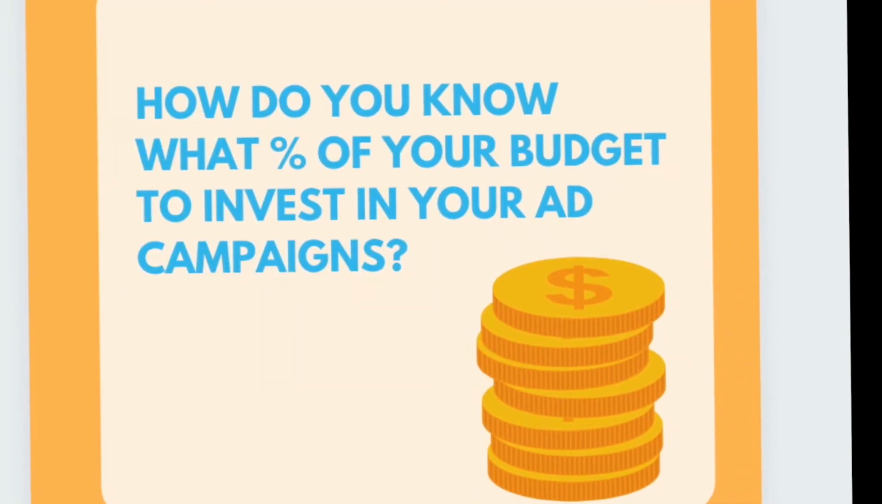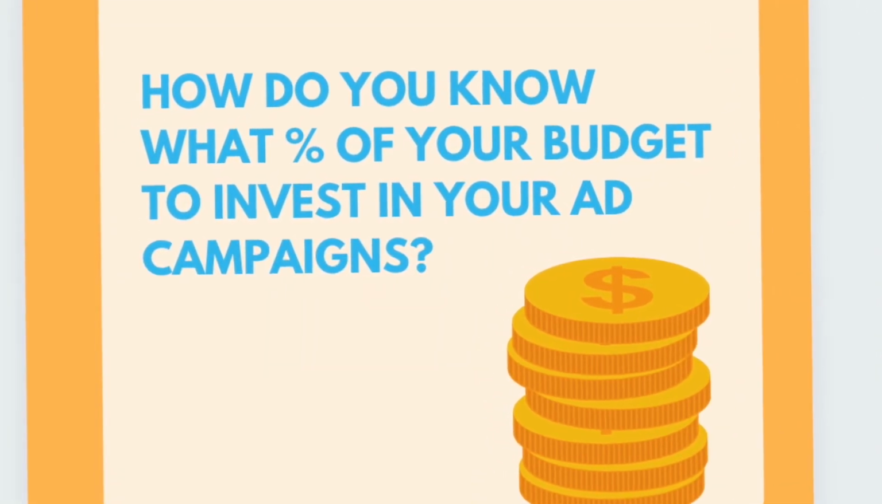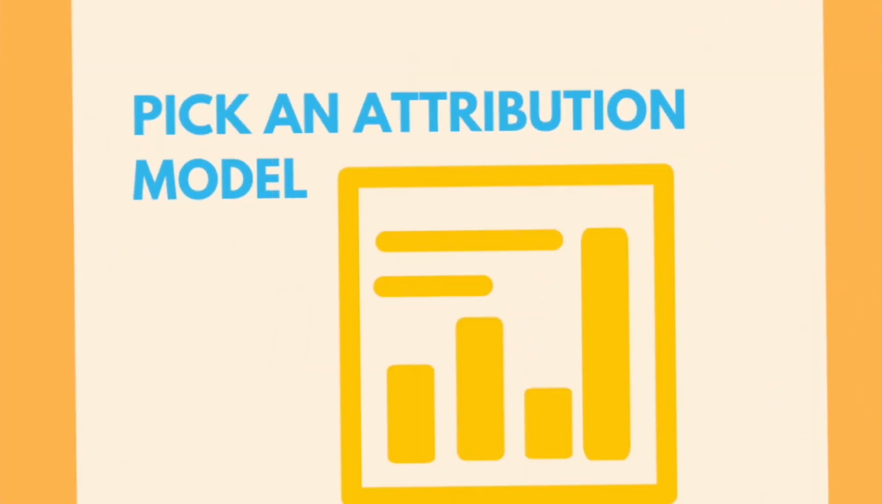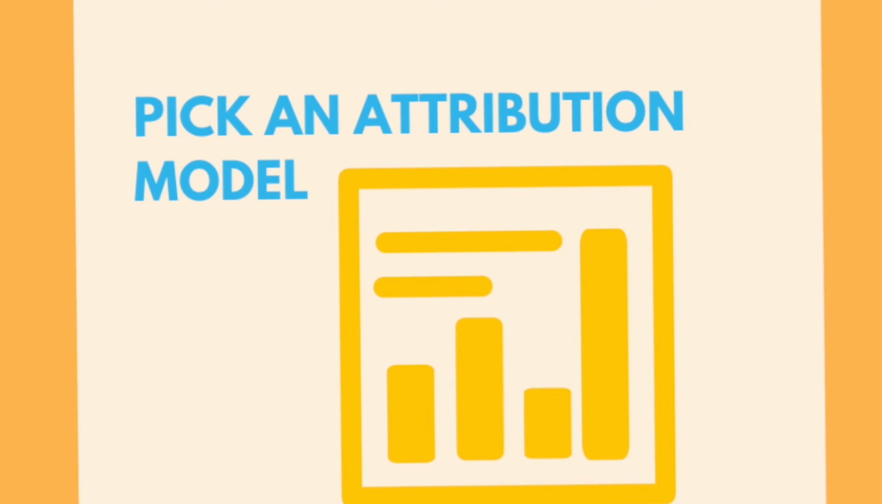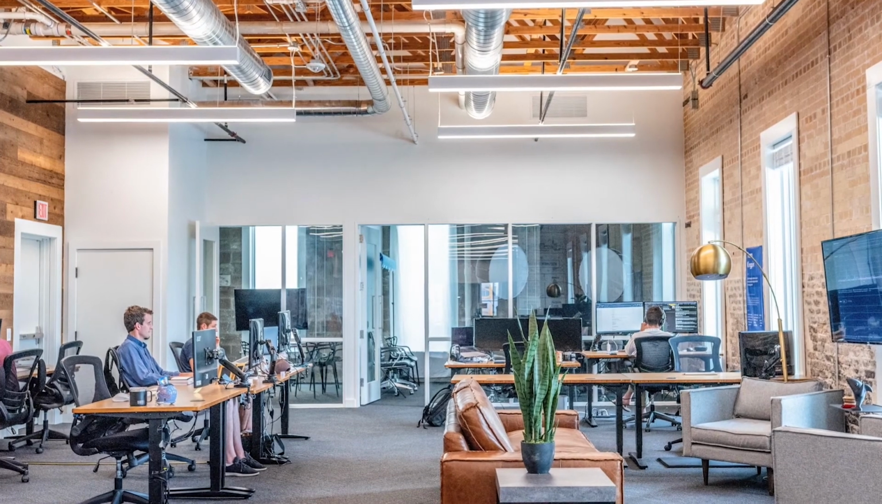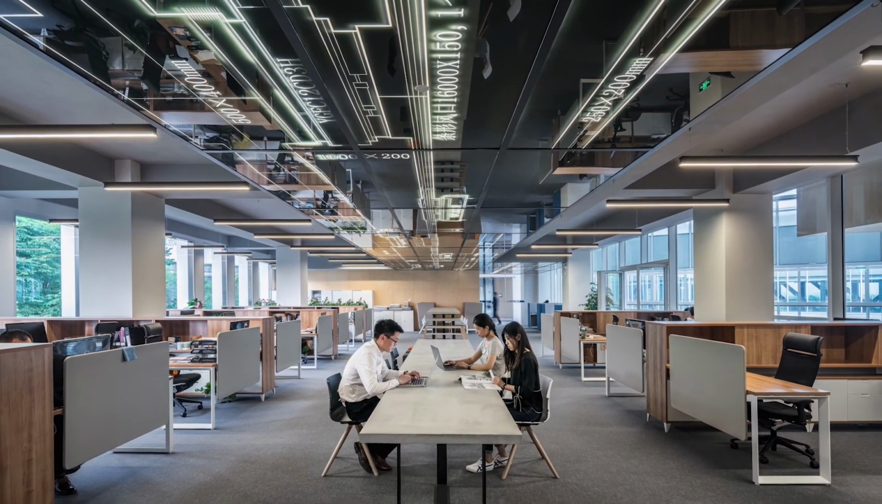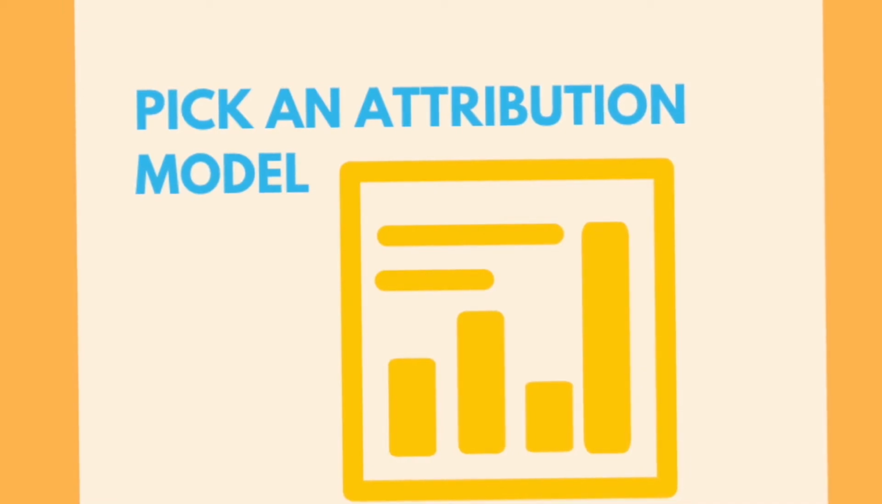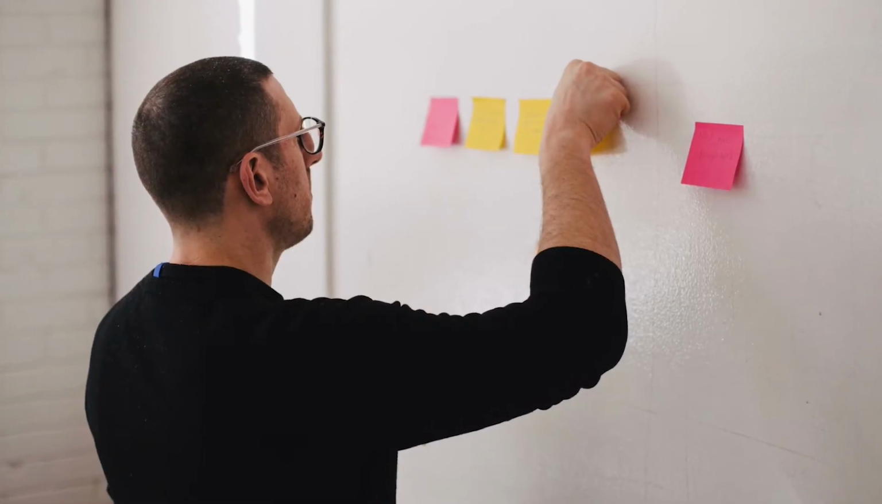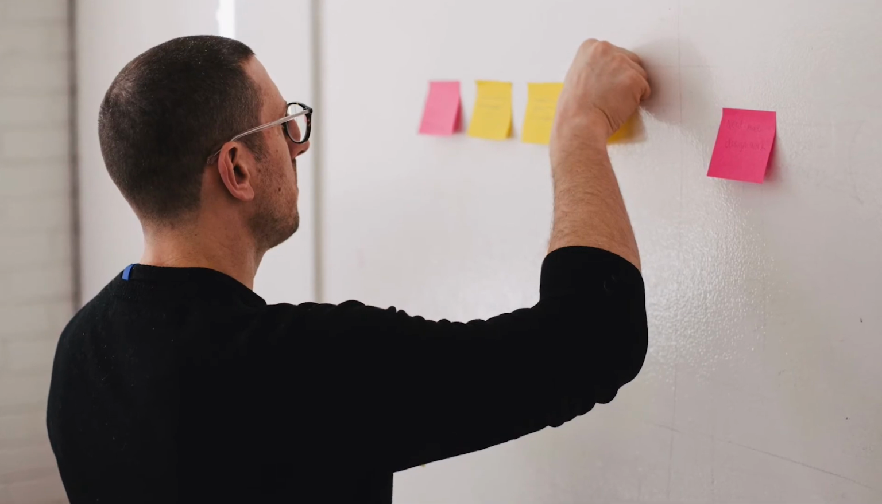So how do you know what percentage of your budget to invest in your ad campaigns? To determine which ad campaign is most successful, you will need to decide on which attribution model you want to focus on. The most effective model to use will vary across different audiences and campaigns. If you expect a long lead time with multiple touchpoints, the first interaction model will not be appropriate because it would ignore the varied communication messages throughout your campaign.